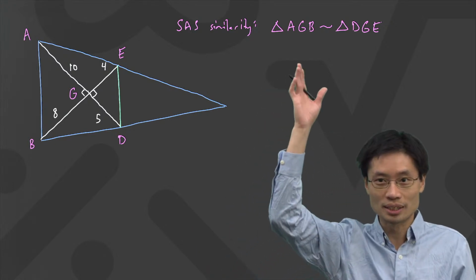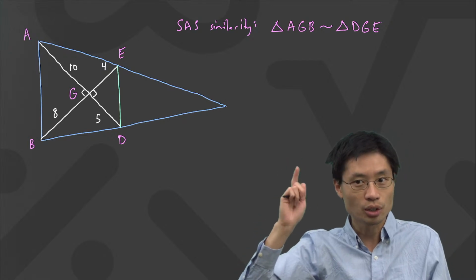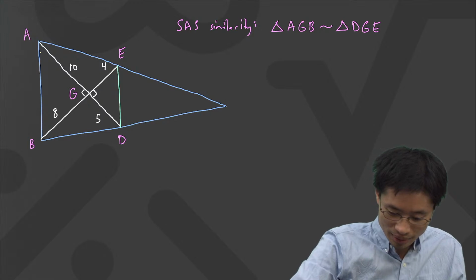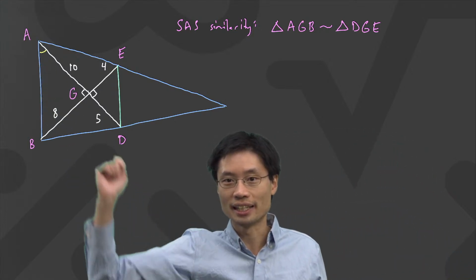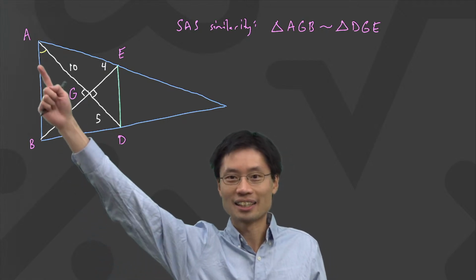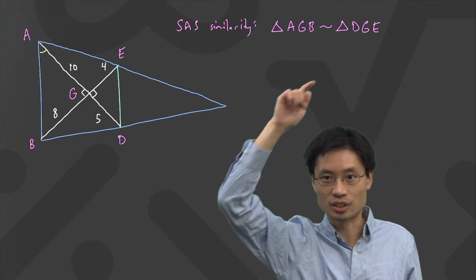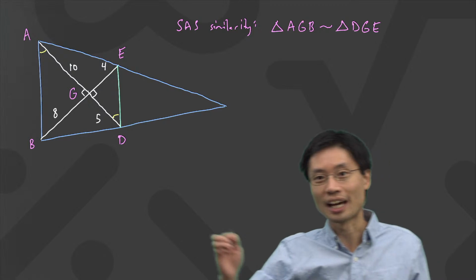But now, why am I doing this? I'm doing this because now because of the similar triangles, I have some congruent angles, right? If I go and mark some angles, like this one. Here's an angle. This is an angle inside the AGB triangle. And the AGB triangle is similar to the DGE triangle, so that angle at the D is congruent to the angle at the A.